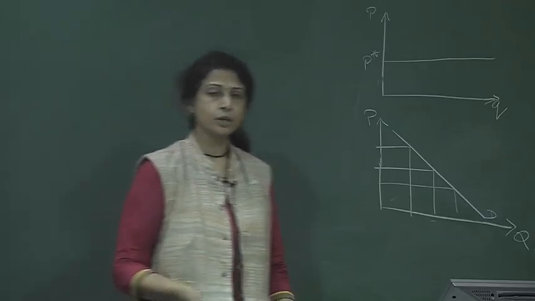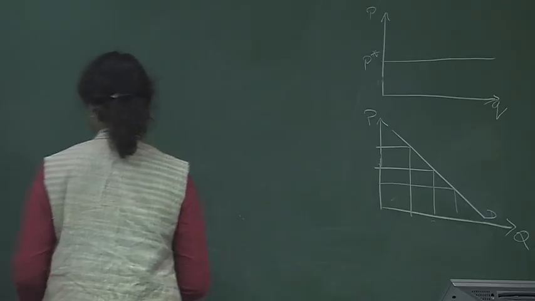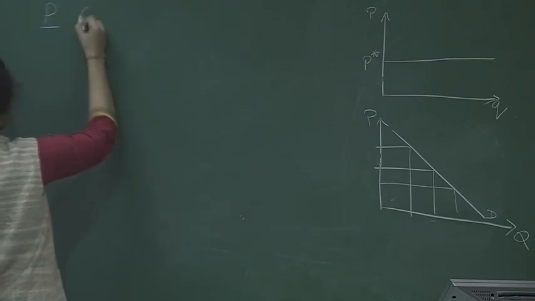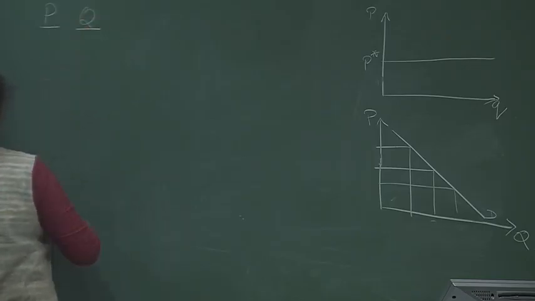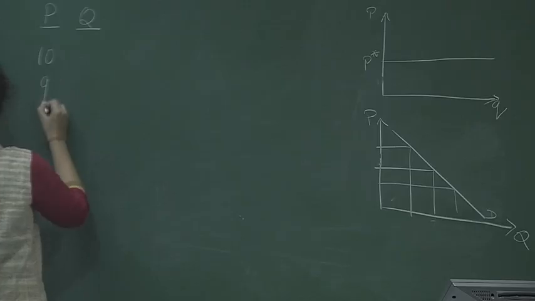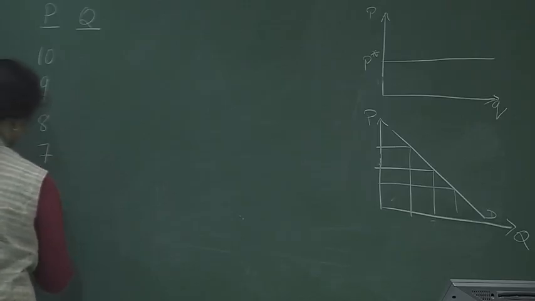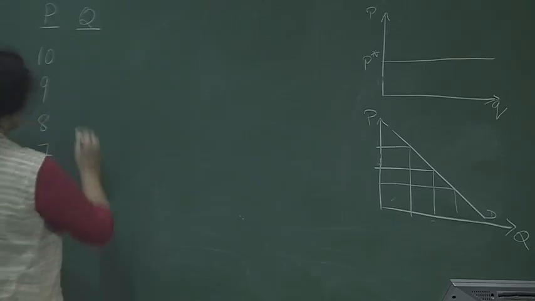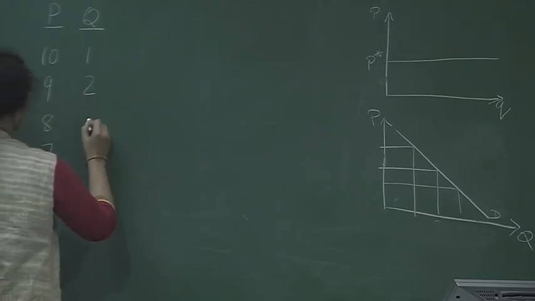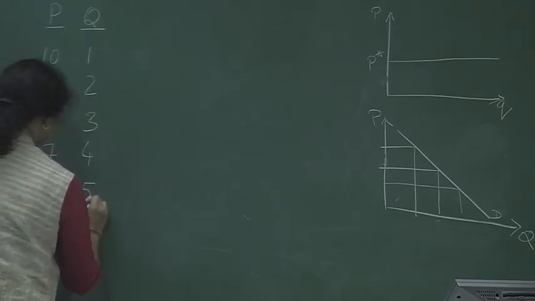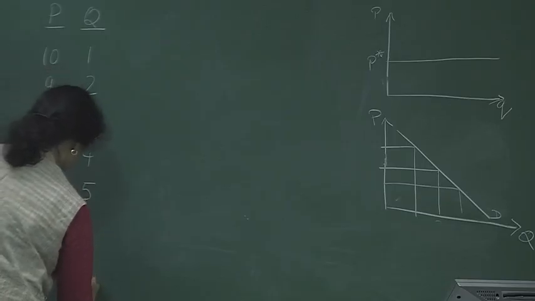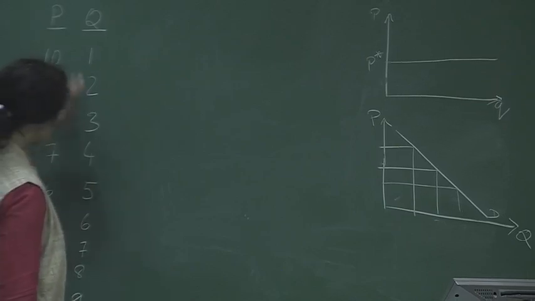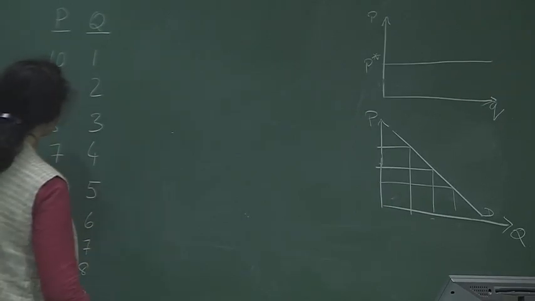Let us take an example of a very simple demand curve. Say the monopolist faces a demand curve with prices 10, 9, 8, 7, 6, 5, 4, 3, 2 and 1, and corresponding quantities 1, 2, 3, 4, 5, 6, 7, 8, 9 and 10. As price is falling, the quantity demanded is increasing. So this could be a demand curve.